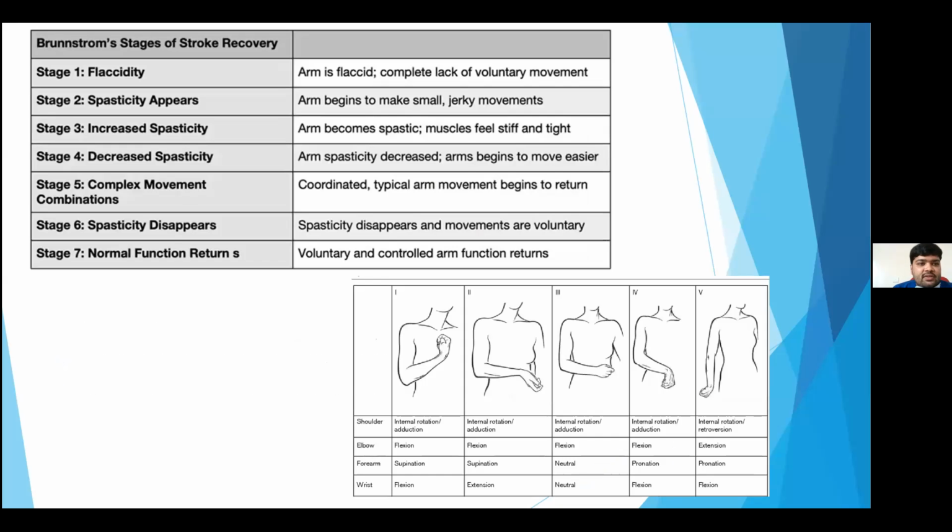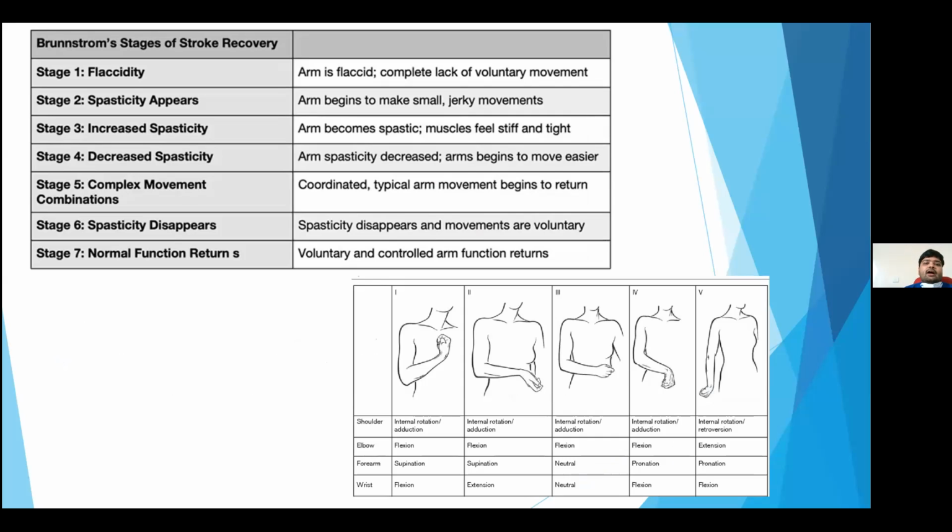You have the Brunnstrom stage of recovery, where initially there will be flaccidity, and then there is an onset of spasticity and some voluntary movements. In stage 3, there is increased spasticity. Voluntary movements improve slightly, but spasticity predominates. Movements are in synergy pattern. Then there is decreased spasticity. Voluntary movements slightly improve, but synergy pattern predominates.